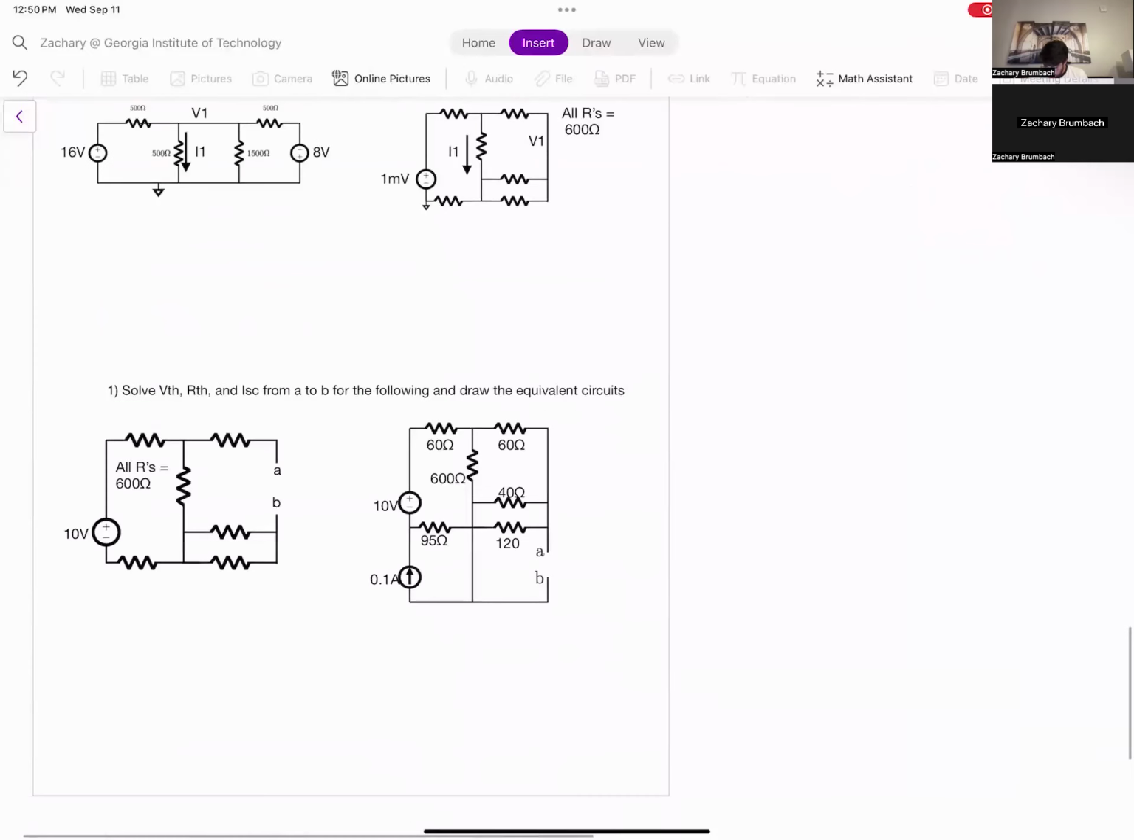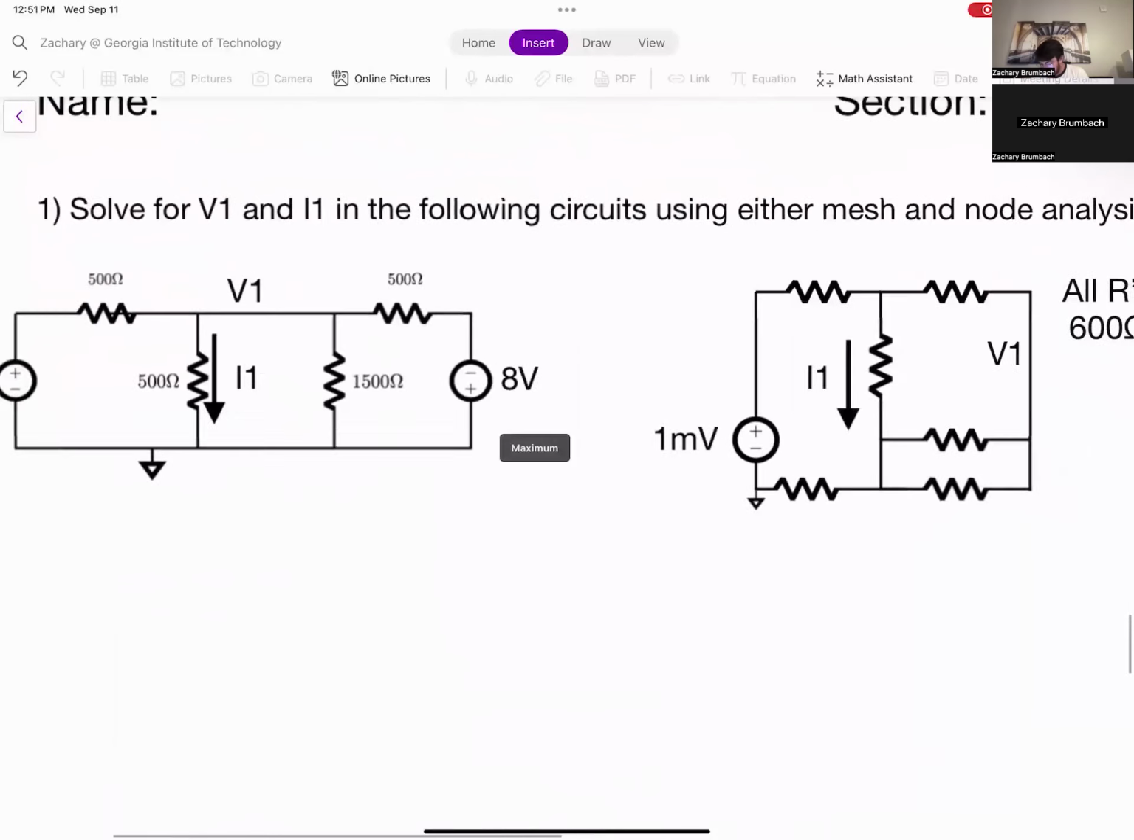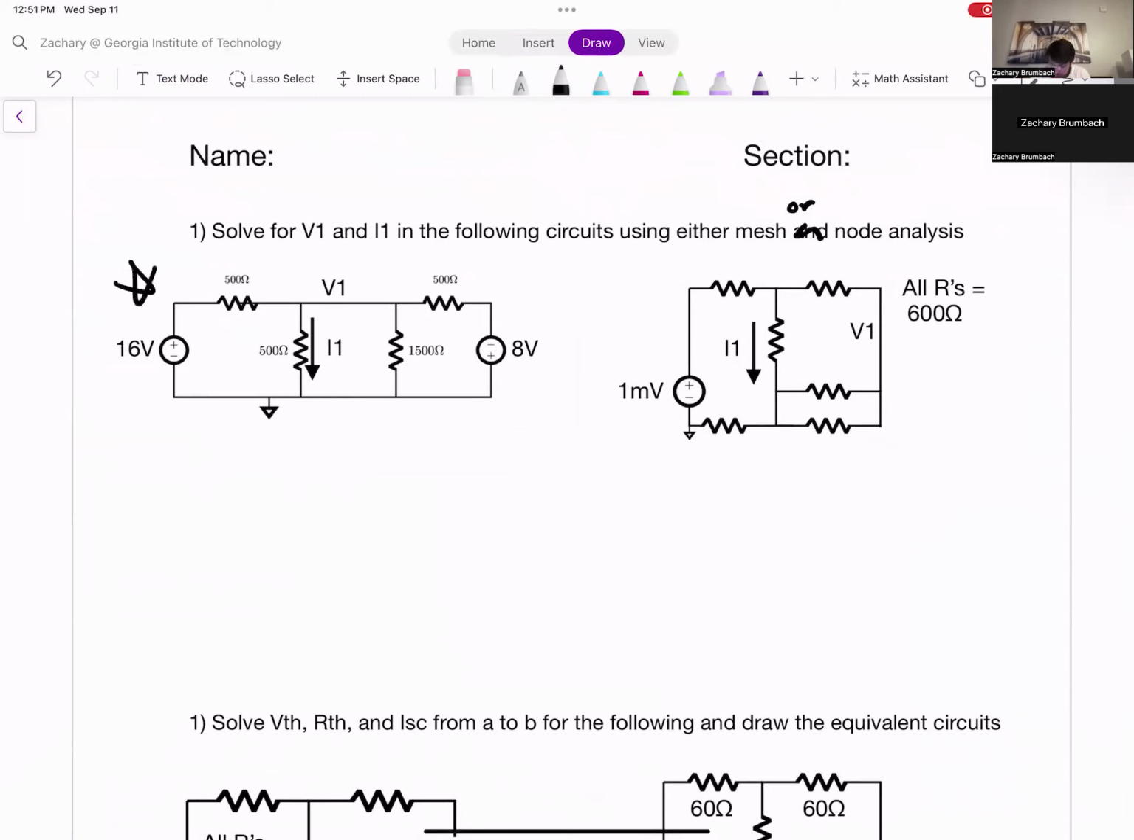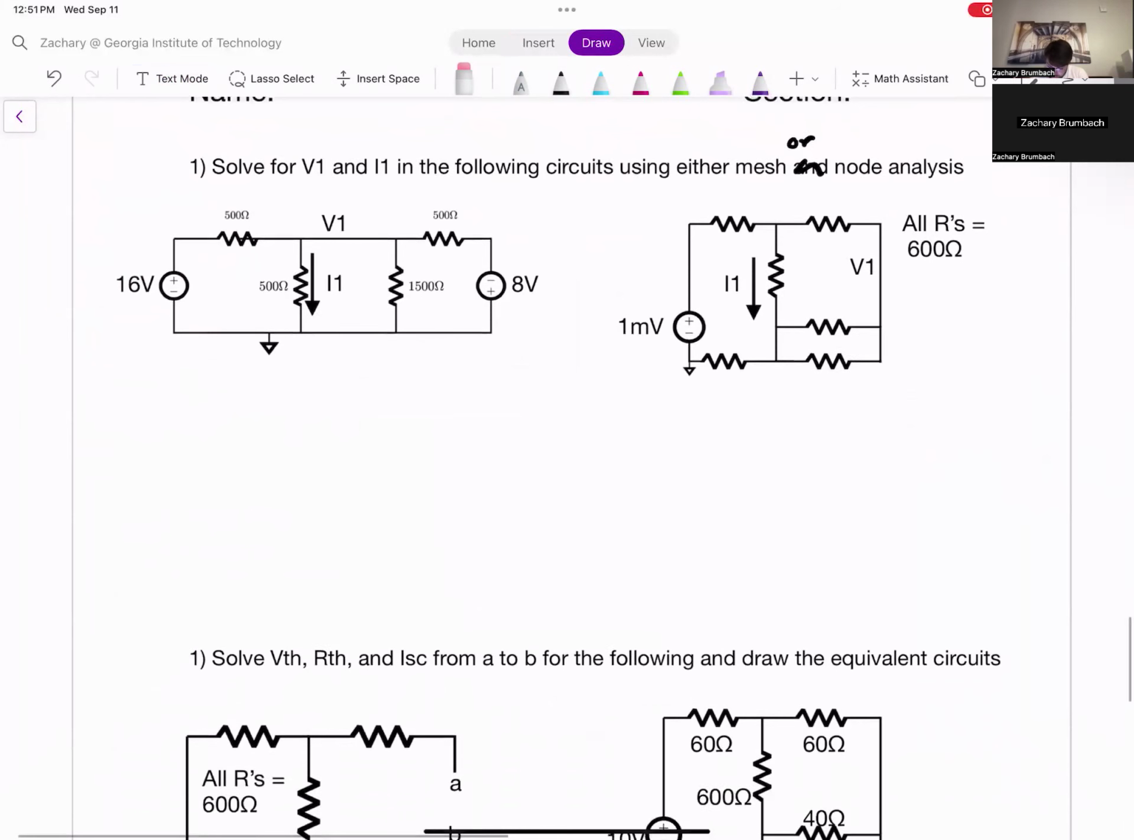Here we go. It's number 6 on the worksheet. It says find V1 and I1 using mesh. And then I said in class, this should be mesh or node analysis, whichever way you want to solve it. And looking at this, knowing linearity and superposition now, we could actually break this one down using linearity, solving from each contribution. So I'll do this first one with node, and I'll do the second one with mesh analysis.